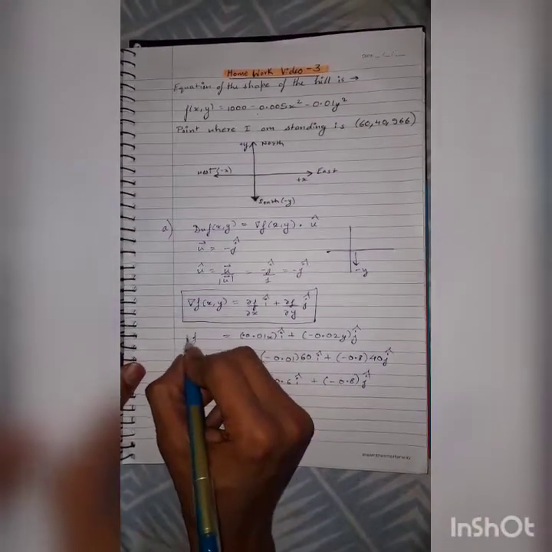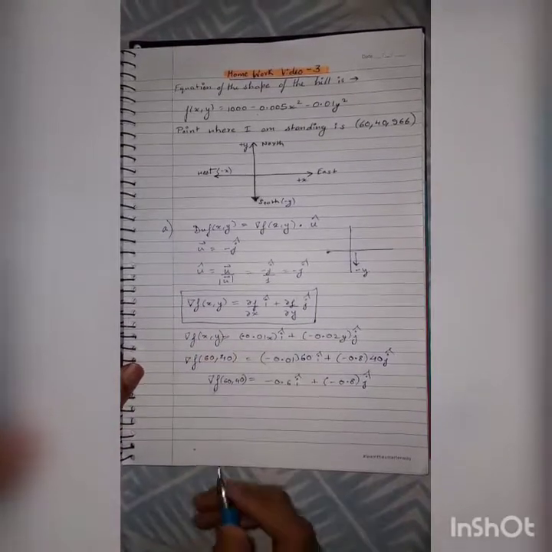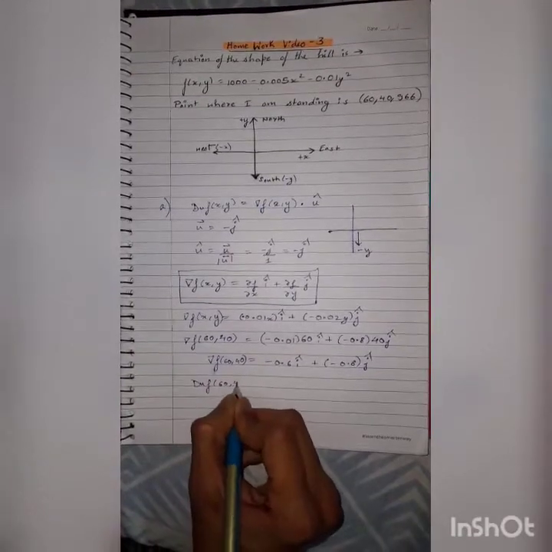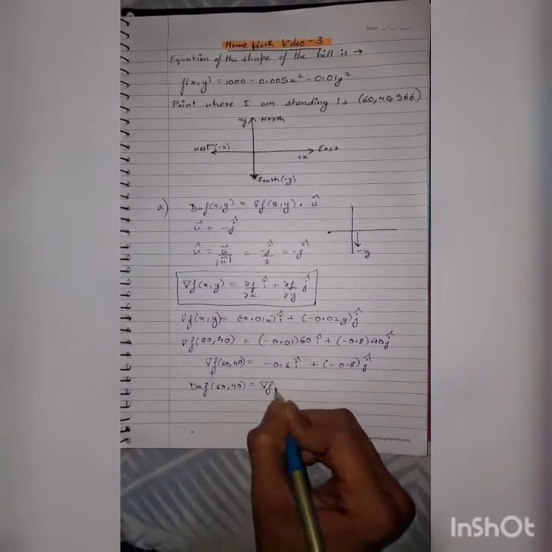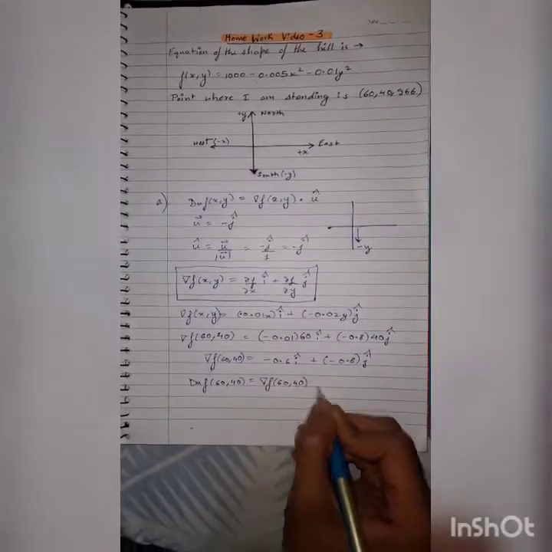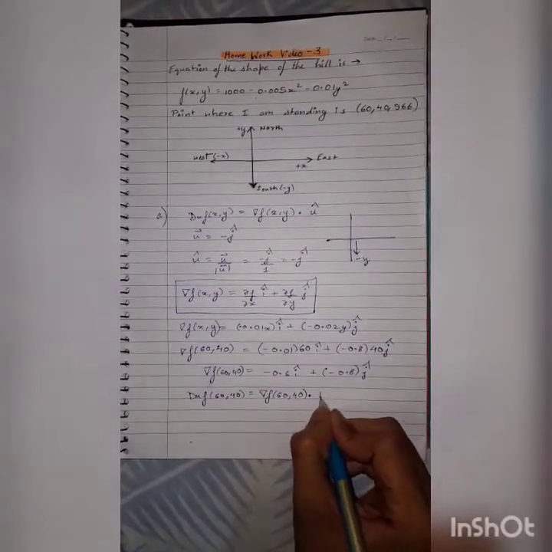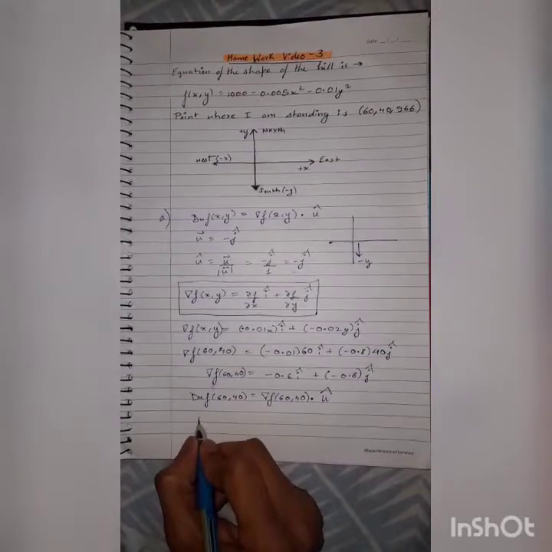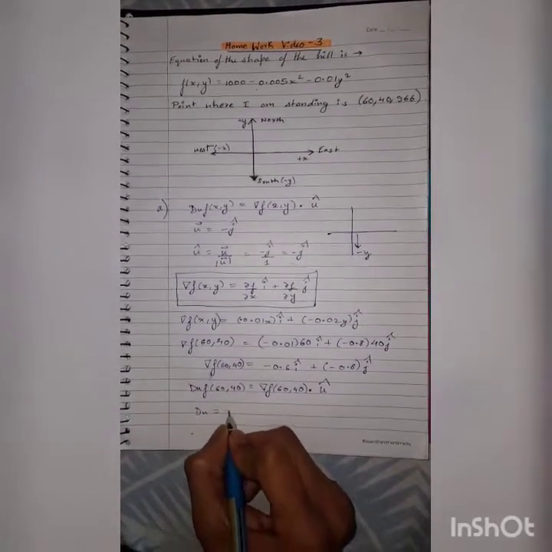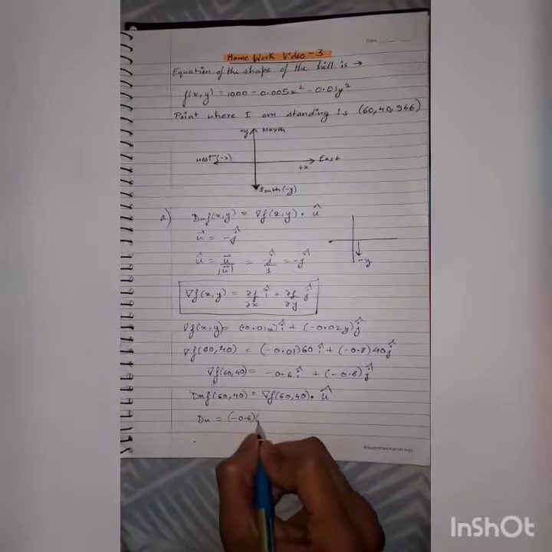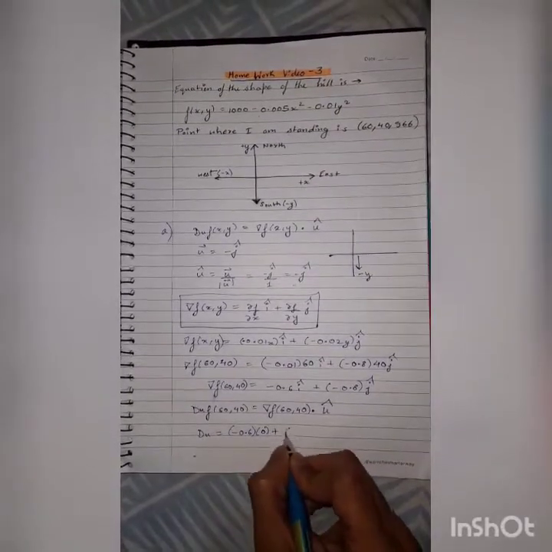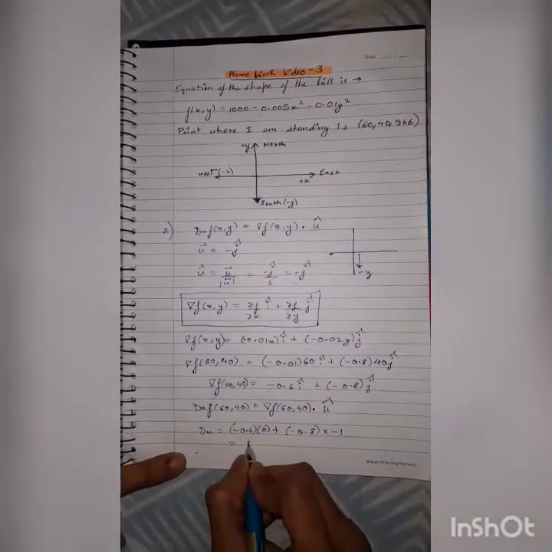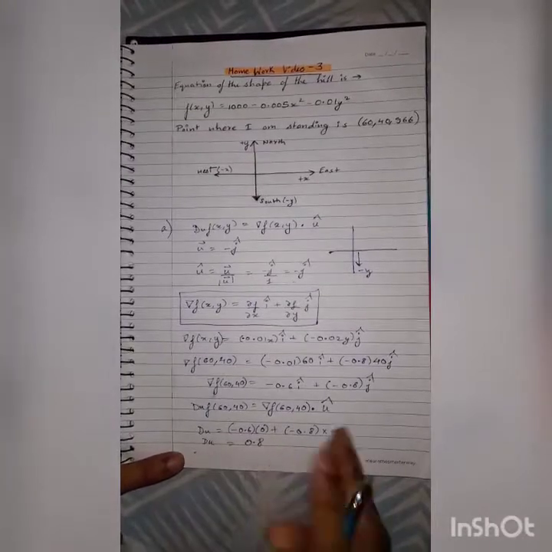This was the gradient of f(x, y), right? Now D_u f(60, 40) will be the gradient vector at (60, 40) dot product with u cap, which we have found to be -j cap here. So D_u f will be equal to -0.6 times 0 plus -0.8 times -1, which is going to give me 0.8.